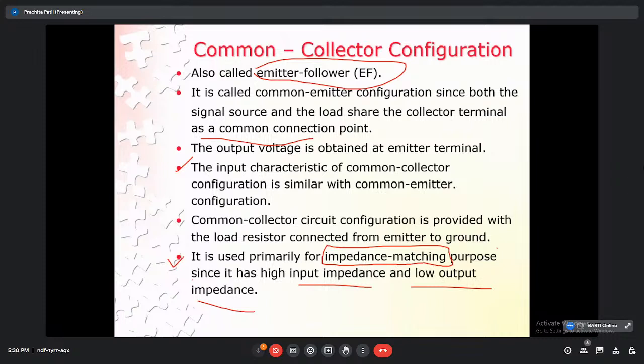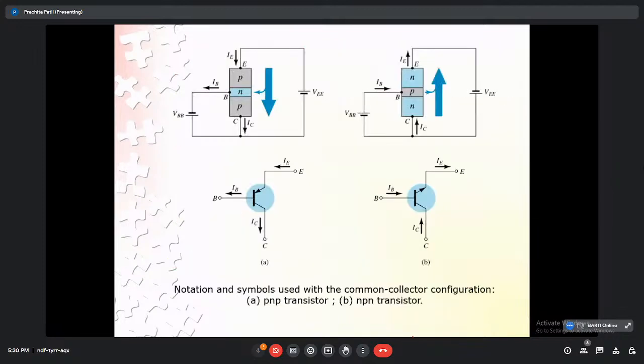Got it? So you must remember the application of common collector is impedance matching or as a buffer, because here we are calculating the gamma. Gamma is the current gain, which is approximately equal to 1. That is why this is a more suitable configuration for impedance matching or as a buffer. So this is the typical and one of the best applications of the common collector configuration.